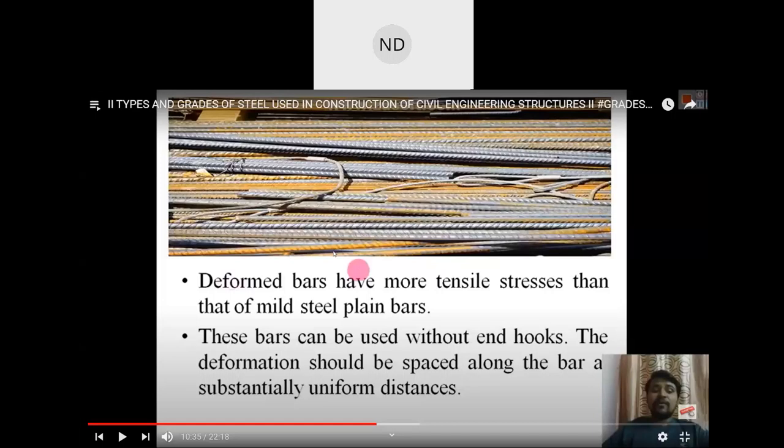Yeah, these deformed bars have more tensile strength than your mild steel plain bars. Mild steel plain bars don't have these ribs or lugs, and therefore these kinds of bars can carry more tensile load as compared to plain mild steel bars. These bars can be used without end hooks. The deformations should be spaced along the bar at substantially uniform distances. When you are placing these rods, you have to give a uniform distance between them.